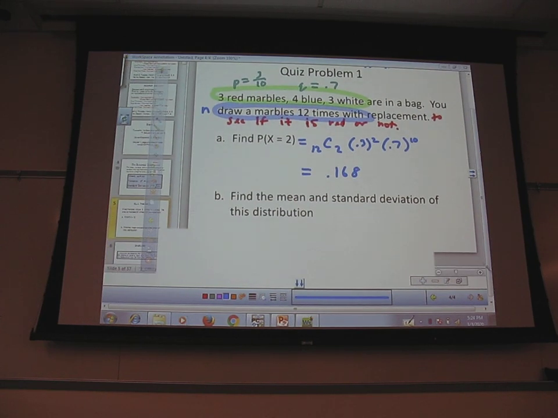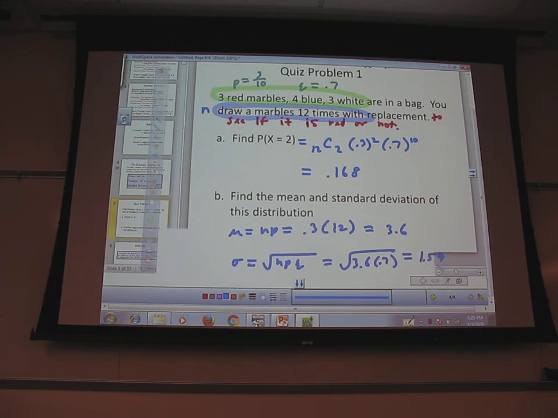Perfect. Then find the mean and standard deviation. So again, my mean is np. So that's going to be 0.3 times 12, 3.6. And then my standard deviation is going to be the square root of npq. So it's going to be the square root of 3.6 times 0.7. And what did you guys get for that? 1.59. Good. 1.59 or 1.6, I don't care. Either one's fine.